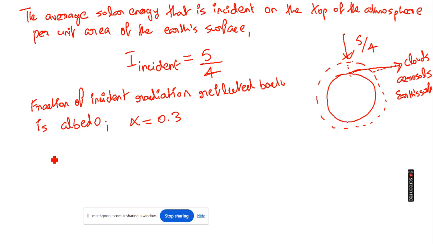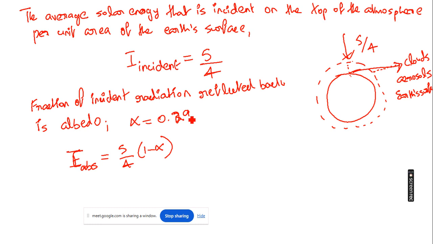The rest of the incident radiation: after reflecting, 0.3 is getting reflected back, and what is actually being absorbed by the Earth surface? If 0.3 is reflected back, what will be absorbed? 1 minus alpha. So this much is being absorbed by the surface of the Earth. The energy absorbed, E absorbed, is S by 4 into 1 minus alpha, and 0.29, approximately, is the value.